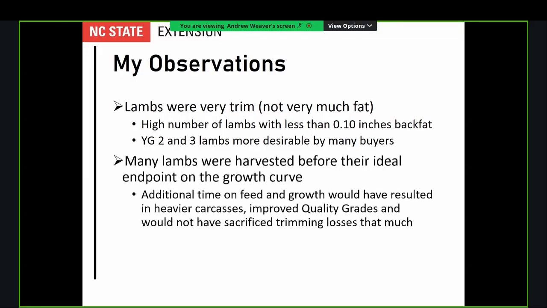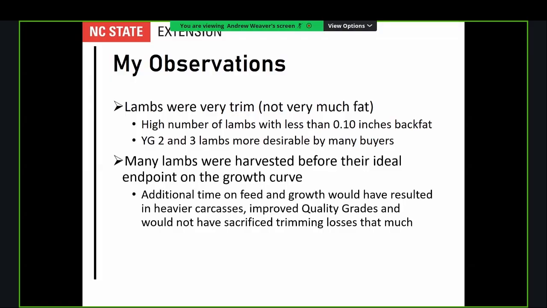Based on how trim all these lambs were, where they were relative to muscling and required ribeye area, I think a lot of these lambs were probably harvested before their ideal endpoint. So if we go back to one of the first slides, when we talk about the growth curve and the development of muscle relative to the development of fat, we were probably further to the left than where we should have been for a lot of lambs.